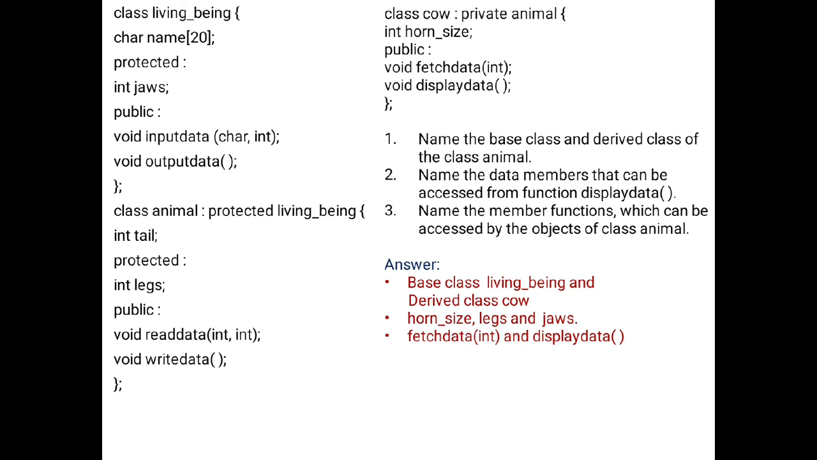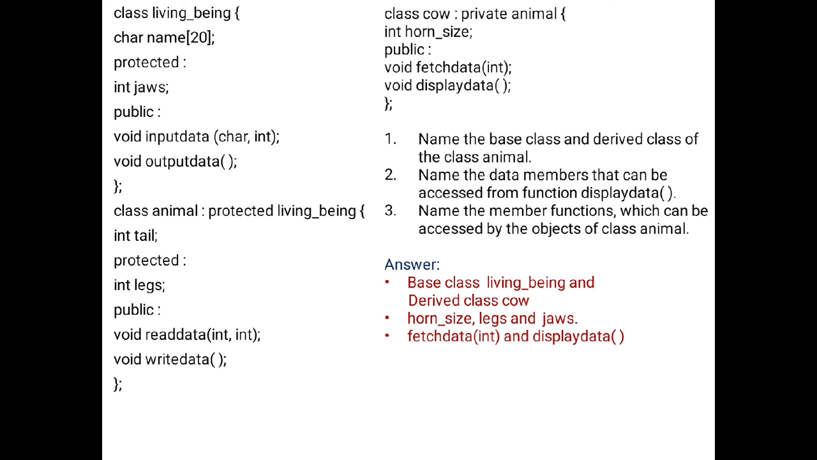Name the base class and derived class of the class animal. The class animal is derived from the class living being, so the class living being will be the base class, and from the class animal another class is derived, that is class cow. So class cow will be the derived class.